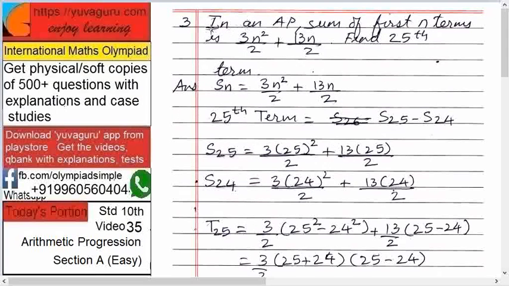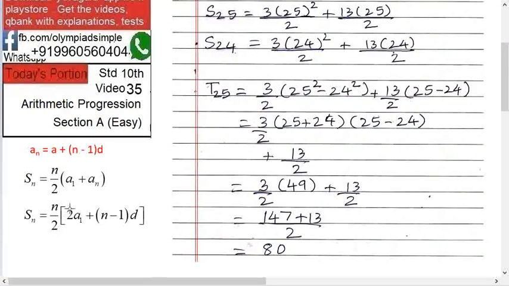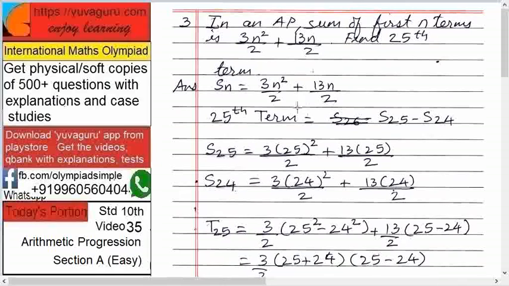Okay. Next, in an AP, sum of the first n terms is 3n square upon 2 plus 13n upon 2. Find the 25th term. Here, the problem is not that difficult as it seems to be. What is given? Sum of the first n terms is given. Means Sn is given. Now what is the formula for Sn? Sn equals to n upon 2 into 2a1 plus n minus 1 into d. Right? But I think we don't even require this formula over here, because we require the 25th term.